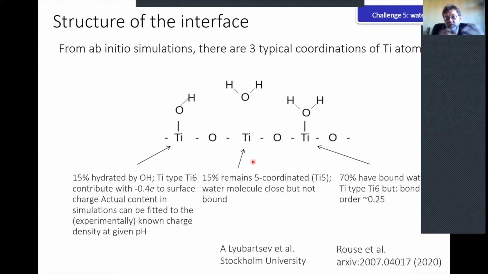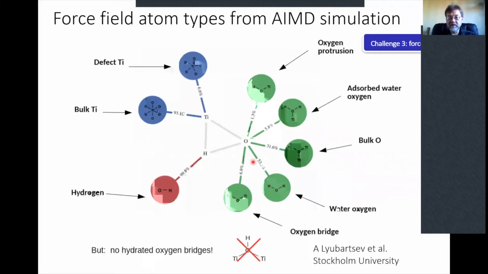So what is done? We collect statistics about the partial charges, electron distribution on different atoms, and then this gives us the information about how the force field and partial charges can be parameterized. The result from this ab initio simulation is that what we need is 2 types of titanium atoms with different partial charges, 1 type of hydrogen atoms, and 5 different types of oxygens. It's like bulk titanium dioxide oxygen, then adsorbed water oxygen, protrusion, then bulk water and oxygen bridge.